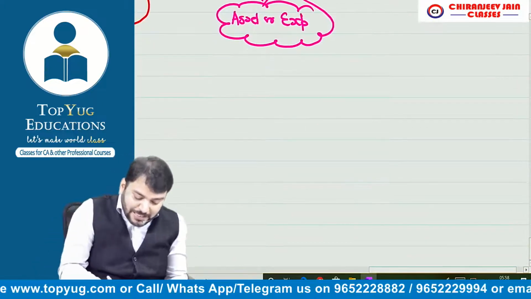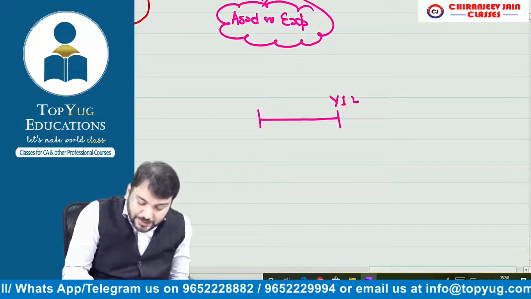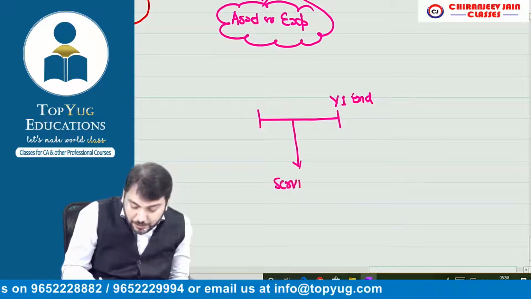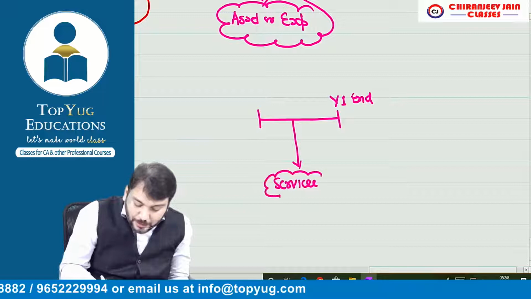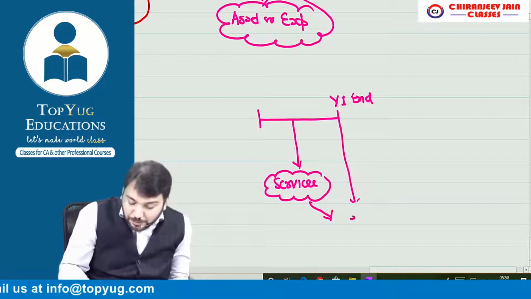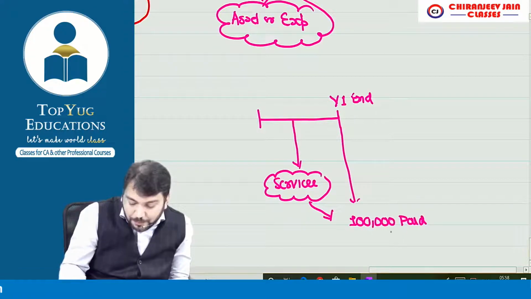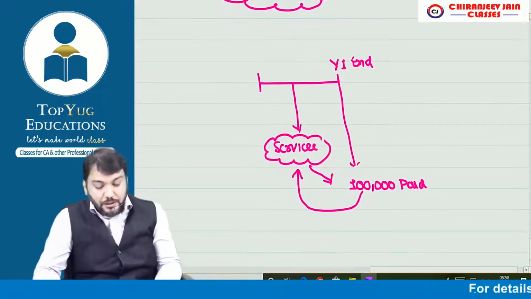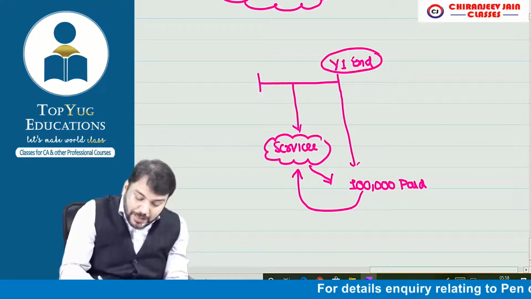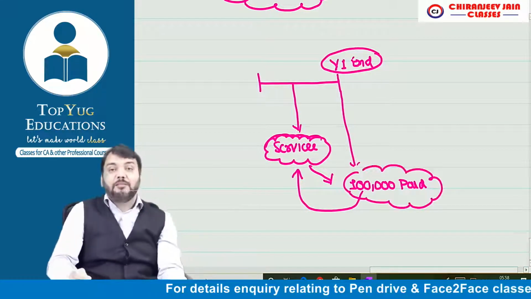Now if I take this example differently, suppose this is year 1 and an employee has provided services here, and for these services at year 1 end you paid 1 lakh. So you have not paid at the beginning, you paid at year 1 end. Here you have paid and you have received services. Tell me, will this 1 lakh be an asset or expense?